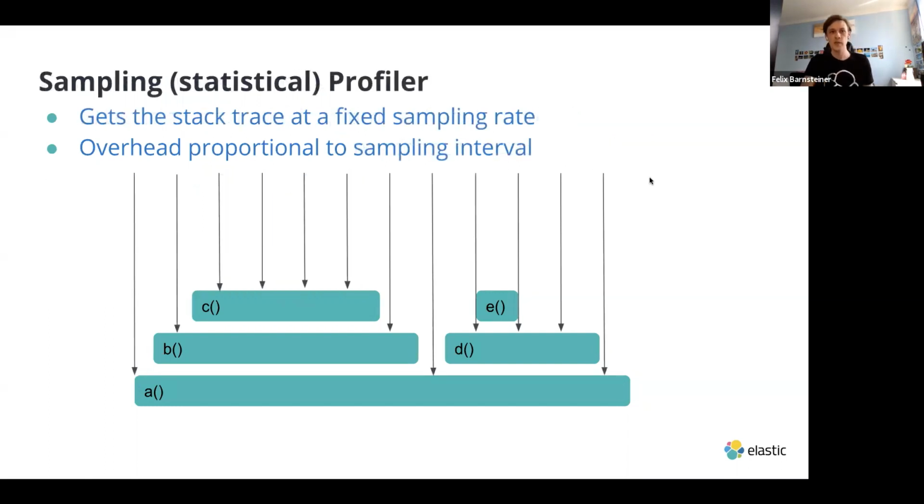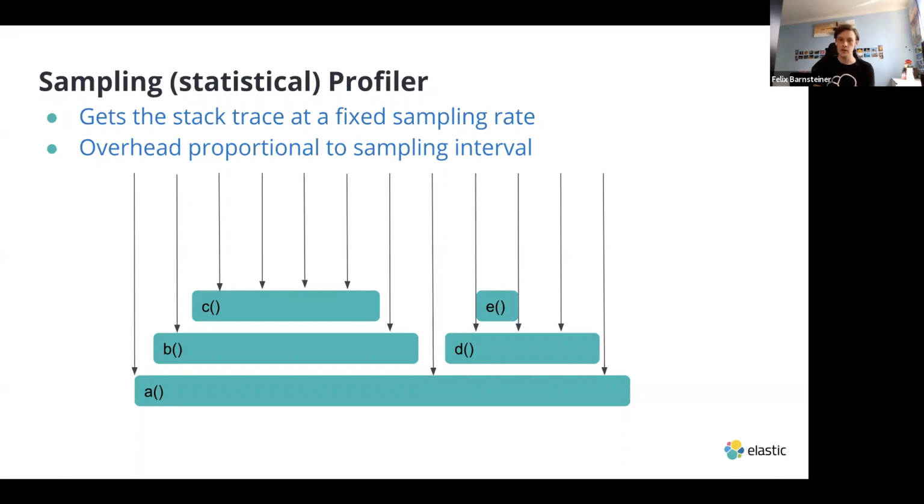So then we have a sampling profiler, also sometimes called statistical profiler. And that basically works by looking at the stack trace at a fixed sampling rate or sampling interval. And that is basically the configuration option I showed you earlier where I set the interval to 10 milliseconds for the Spring Boot application. And so here the overhead is only proportional to the sampling interval. So the more accurate information we want to get, the smaller the interval, but also the higher the overhead.